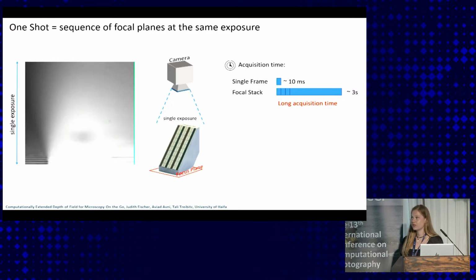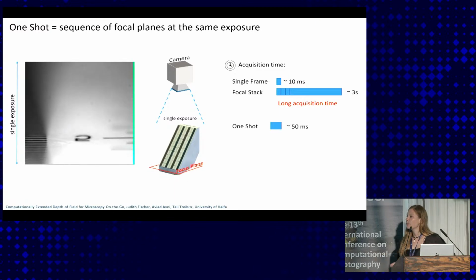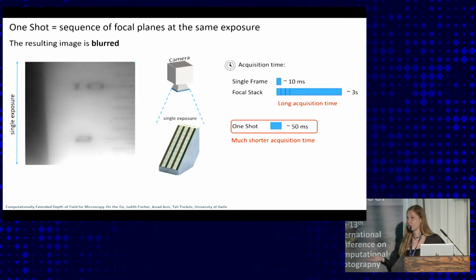We suggest using a one-shot since we want to image living organisms in a dynamic environment, and a focal stack would lead to motion blur maybe. Therefore, we suggest using a one-shot, which is a sequence of focal planes at the same exposure time. That means the shutter of the camera stays open while we are scanning the object, and in this way, we can have a way shorter acquisition time. But the image we get from the focal stacks from the one-shot is blurry, and we need post-processing to recover the image.